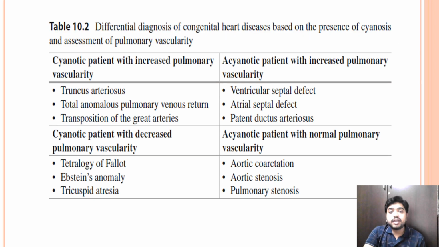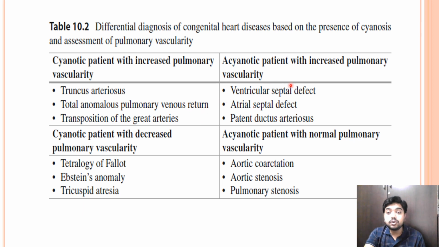Then the differential diagnosis of congenital heart diseases, based on cyanosis, like what we discussed: cyanotic patients with increased pulmonary blood flow, or acyanotic patients with increased pulmonary blood flow. So what are the cyanotic conditions which have increased pulmonary blood flow? There is increased pulmonary blood flow, but there is mixing, hence there is cyanosis. So it is truncus arteriosus, total anomalous pulmonary venous return, and transposition of great arteries. These are the major anomalies where there is mixing associated with increased pulmonary vascularity. All these three conditions will have pulmonary hypertension.